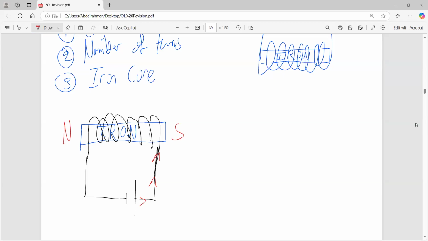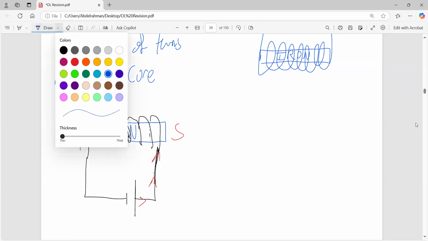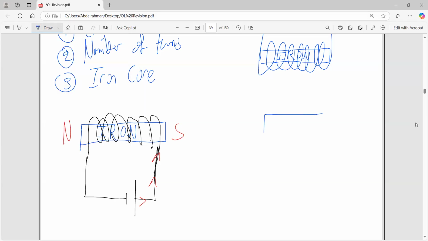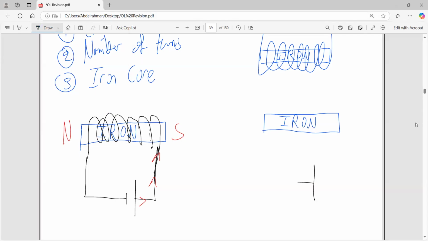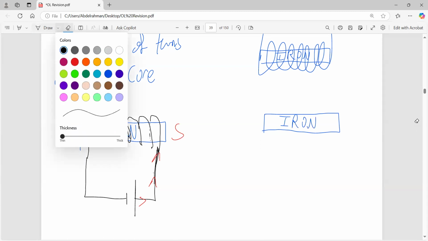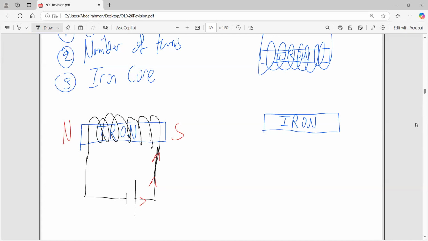I don't understand. What do you mean? Let me draw another drawing. Or actually, I'll open up some questions so that you can see the drawings a bit more accurately. Again, this is the iron core, and you have the current moving in the same direction. How's the current moving in the same direction?